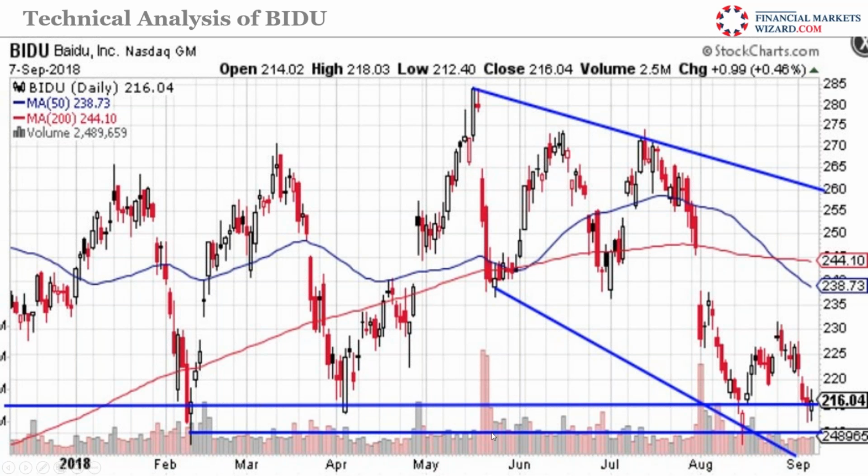The support is not a price area, it's a zone. So this is the zone, right? Support is a zone. Baidu is sitting in the zone. So this is on my stock list. I put it on my stock list.